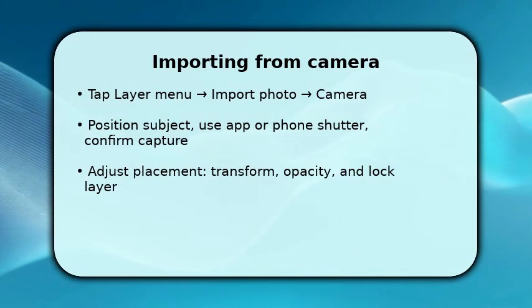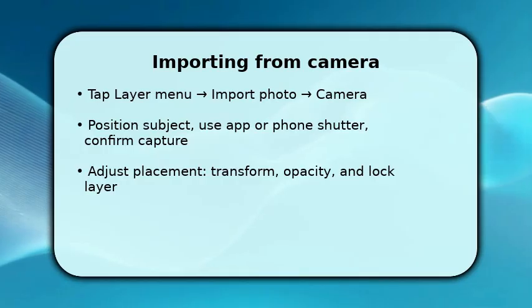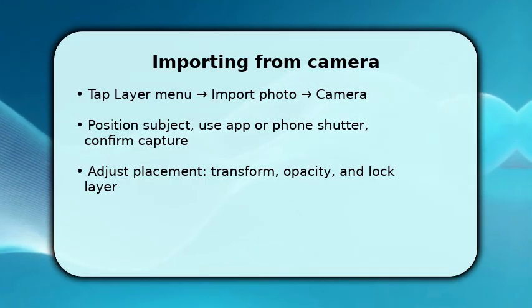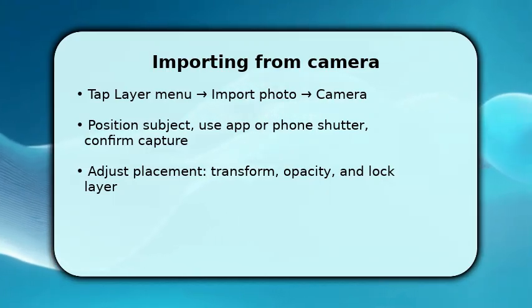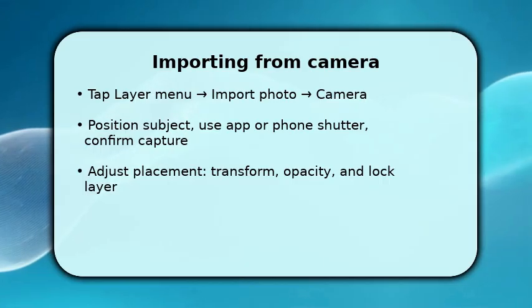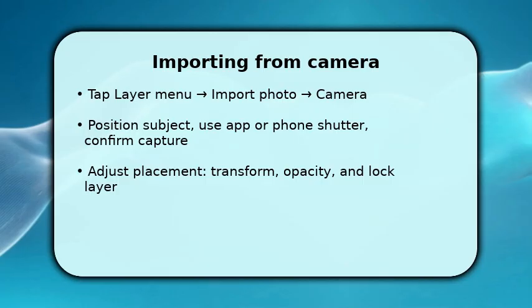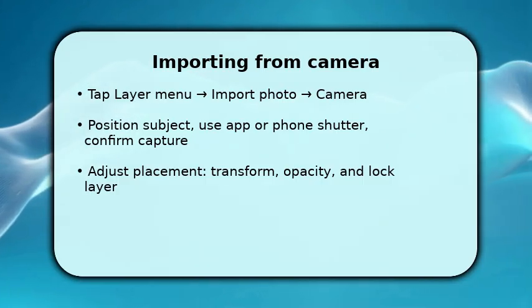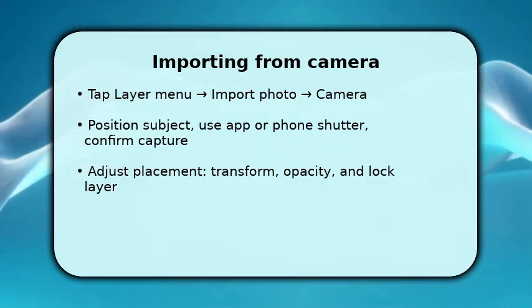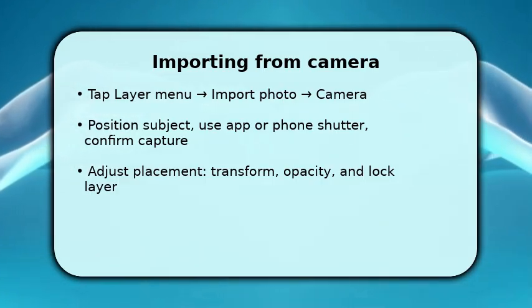Next, tap the Layer menu and choose Import Photo, then select Camera. This triggers your device camera while keeping Ibispaint in control. Aim and frame your subject. Use the phone shutter or Ibispaint's on-screen capture if available, because capturing within the app preserves orientation and metadata. After snapping, confirm the image and it appears as a new layer. Make sure to immediately transform, resize, or set opacity to blend with your drawing. These adjustments keep composition balanced and editable.